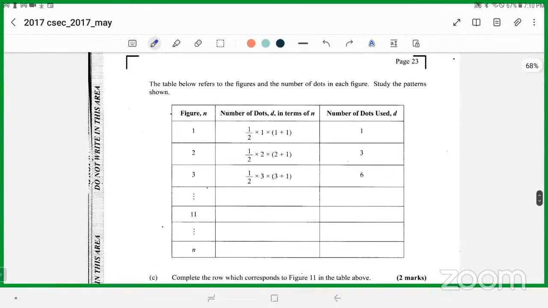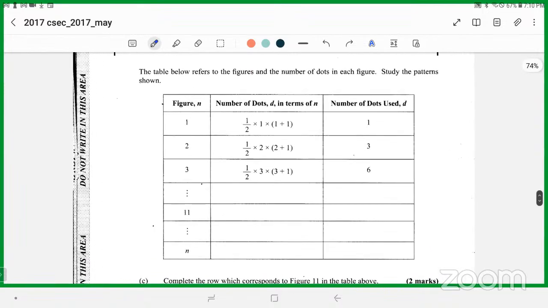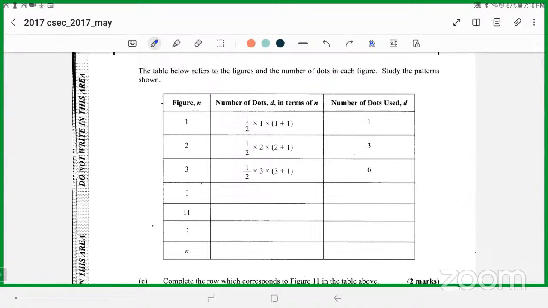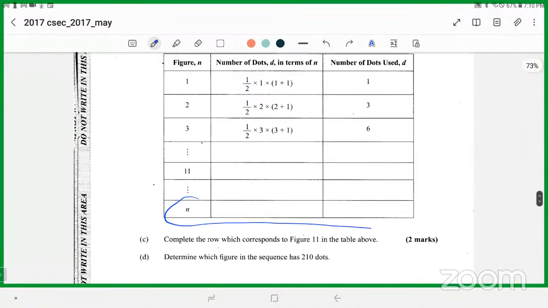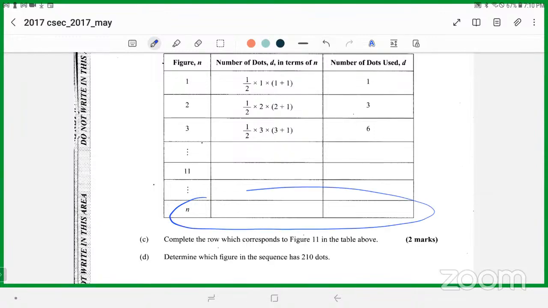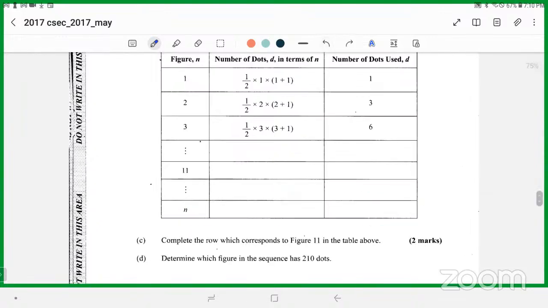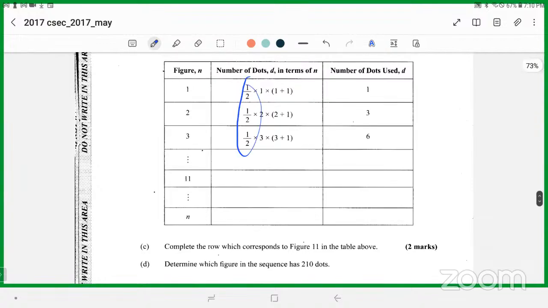Next question says, the table below refers to the figures and the number of dots in each figure. Study the pattern shown, and then complete the rule for figure 11 right here. Even though it's asked for last, I'm going to do this one first. If I look at the pattern, I see a half starts it. I'm going to put a half times the figure number, n. So it's half n times, and in the bracket it's always the figure number plus 1.